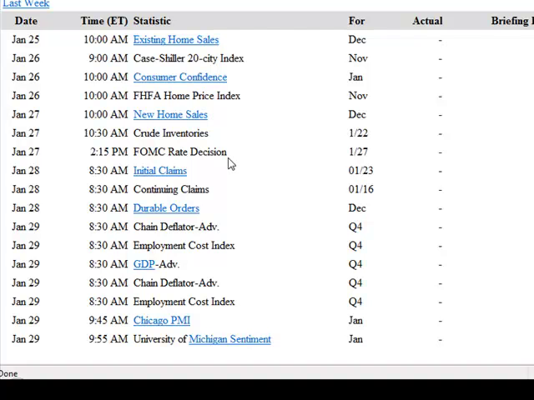Then on the 28th, we have initial claims again, continuing claims, also durable orders, and after that we have GDP, so it should be a pretty decent week for economic data. So again, those are the things you're looking for. You're looking for any type of information that hopefully gives you a clue as to how the market wants to react today and which way it wants to move.